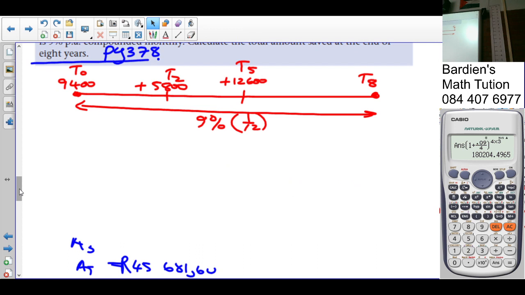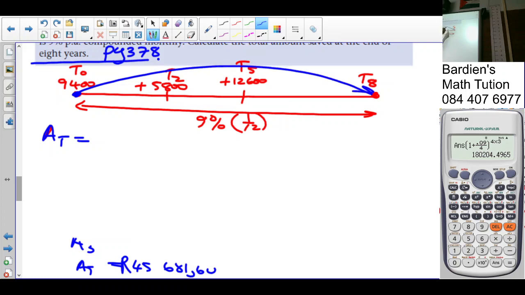Alright, so what we do is for this all-in-one scenario solution, I say your A total is going to be, I consider 9,000 Rand, 9,400. Remember the interest is constant here. So consider the 9,400 to the end. Consider 5,800 to the end. I consider 12,600 to the end. If it's a deposit, it's a plus. If it's a withdrawal, it's a minus.